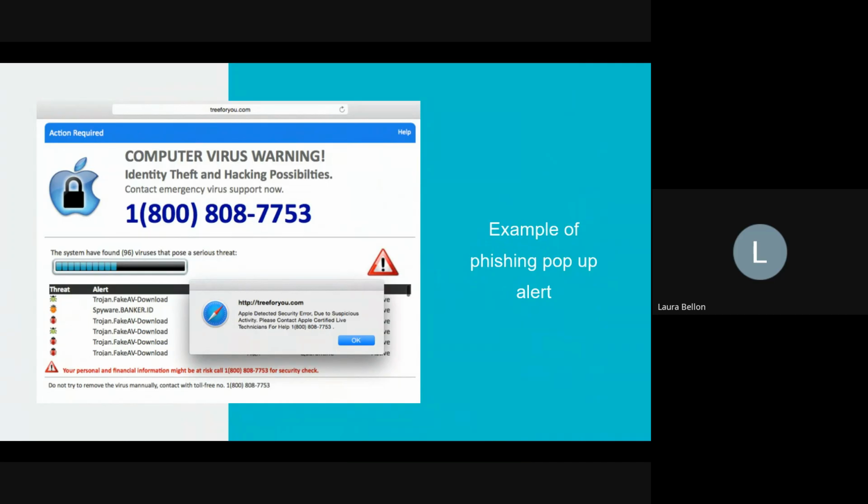If you look at the top of the picture, it says treeforyou.com. I have no idea what that is. And that's usually a good telltale sign where it's not related to anything. They've come up with this picture that pops up, but it's actually not related to your computer at all. It's just a photograph they're using in hopes that you'll click on the link, in hopes that they're going to take you away from a site in order to access your information.